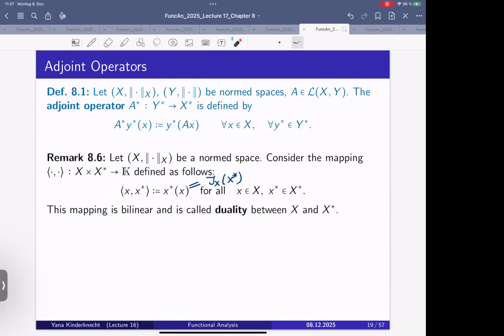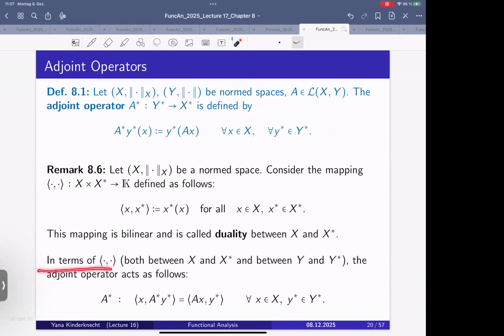Okay, please pay attention that since this left-hand side is defined via this right-hand side, this mapping is a bilinear mapping with respect to both arguments, with respect to this one and this one, just due to definition. Okay, so having this new notion, duality, we may rewrite this definition in the following form. I use these brackets both for duality between x and x star and also for duality between y and y star. So then this formula can be written in this way.